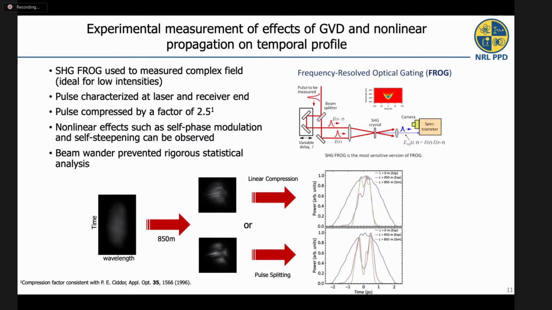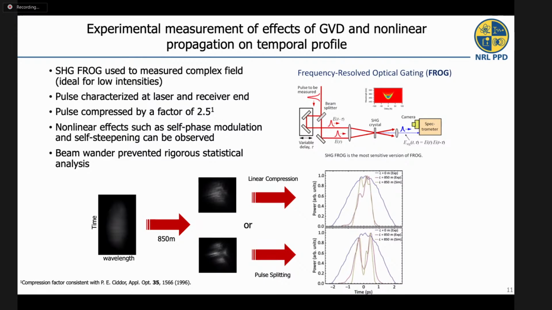It's a type of spectrally resolved autocorrelator, effectively. And we went and measured the compression of the pulse downrange. You can see down here some raw images of what the FROG gives us. This is a FROG image, a spectrogram, so it gives you time and wavelength information. We initially launched this relatively long multi-picosecond pulse, then measured it downrange, and we see that indeed the pulse is compressed.